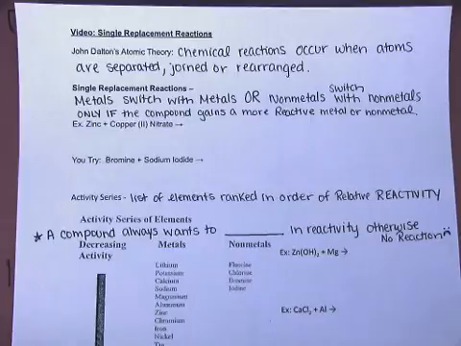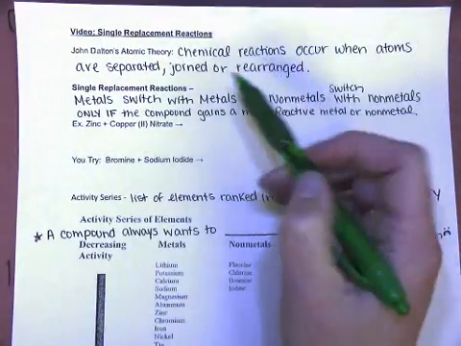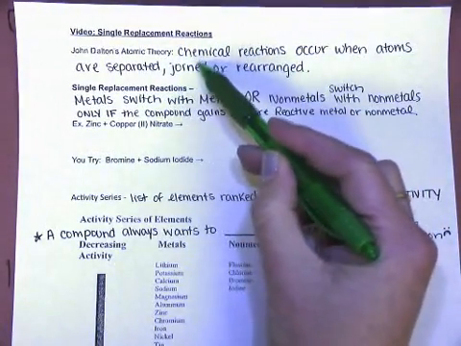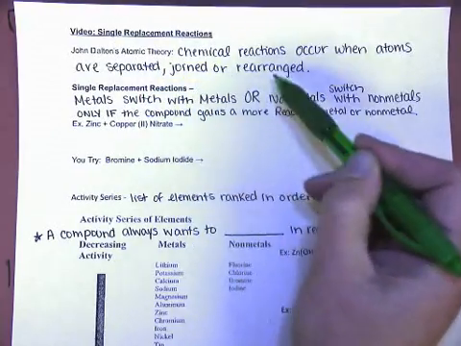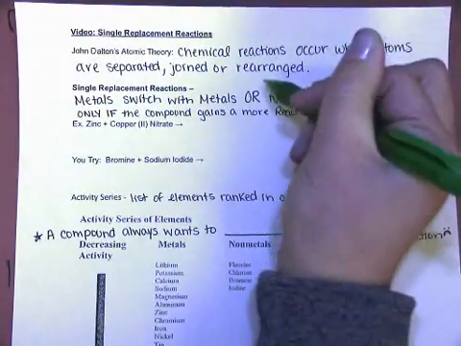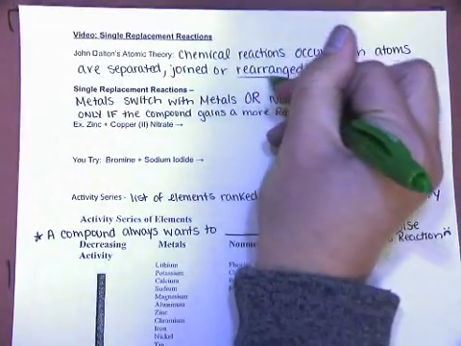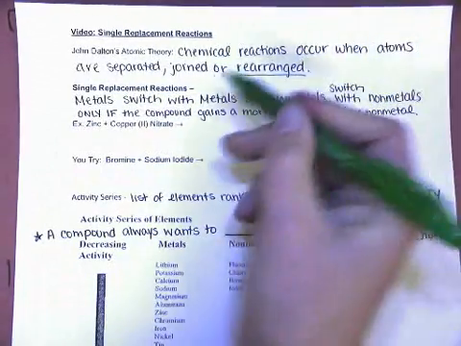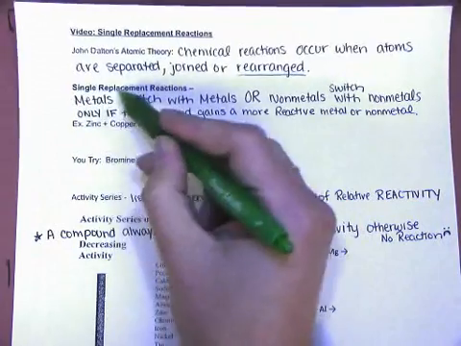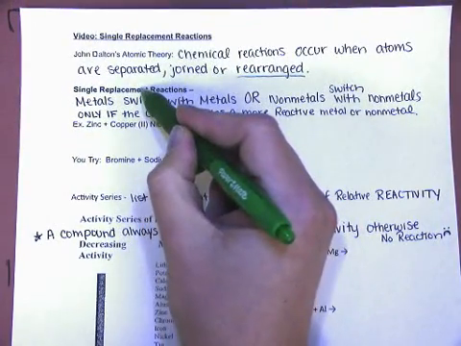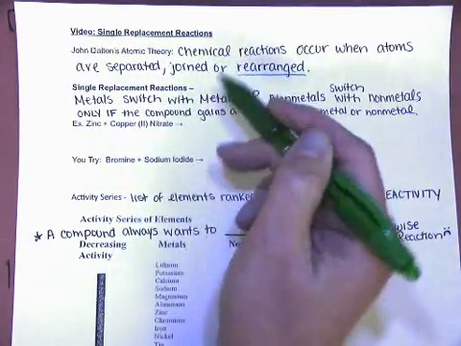This video is on single replacement reactions and the activity series. So going back again to John Dalton's atomic theory, he stated that chemical reactions occur when atoms are separated, joined, or rearranged. This video is going to talk about atoms that are rearranged. In a single replacement reaction, we have a single replacement happening, so one element switching with another.